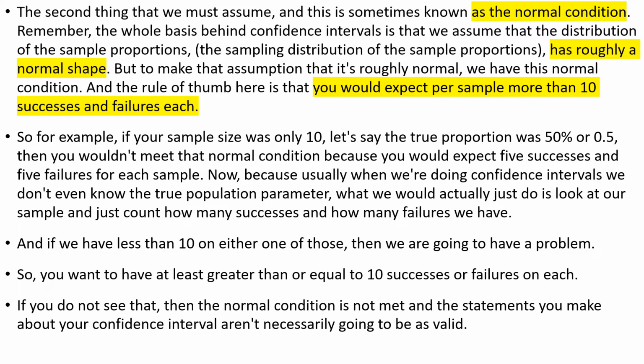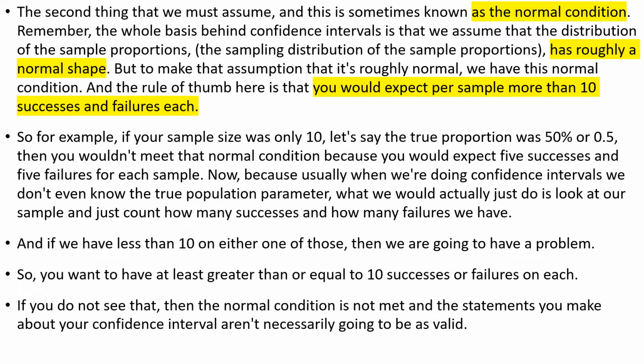So, for example, if your sample size was only 10, let's say the true proportion was 50% or 0.5, then you wouldn't meet that normal condition because you would expect 5 successes and 5 failures for each sample. Now, because usually when we're doing confidence intervals, we don't even know the true population parameter, what we would actually just do is look at our sample and just count how many successes and how many failures we have.